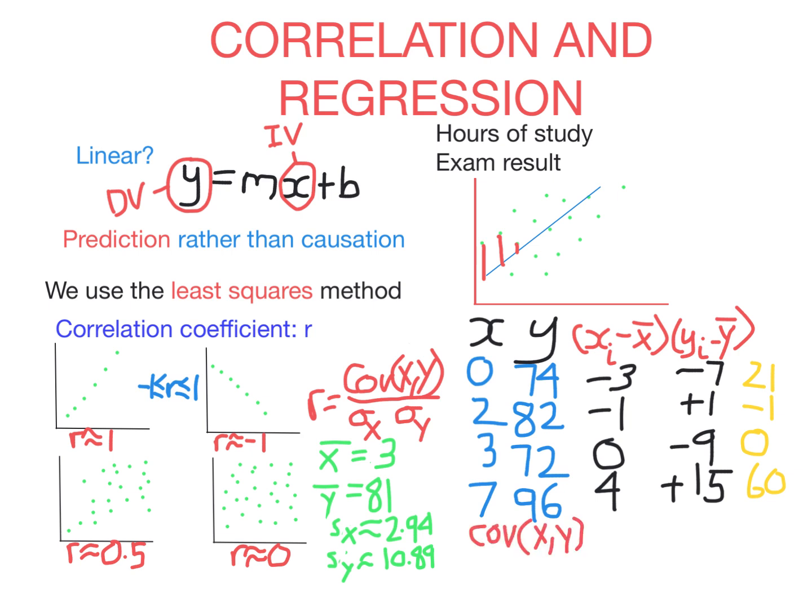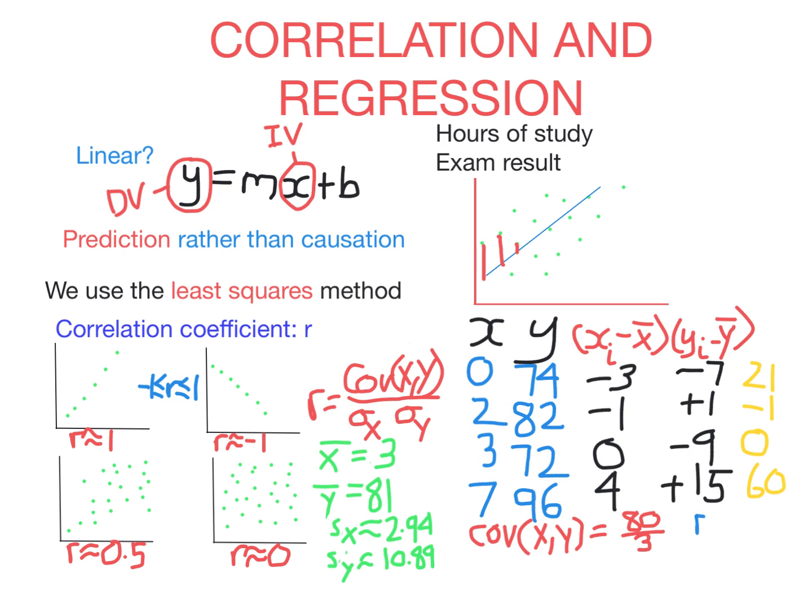To find the covariance of x and y, what I do is add up each of these numbers. So I get 80, and you divide by n minus 1. There are 4 scores, 4 observations, so n is 4, n minus 1 is 3.